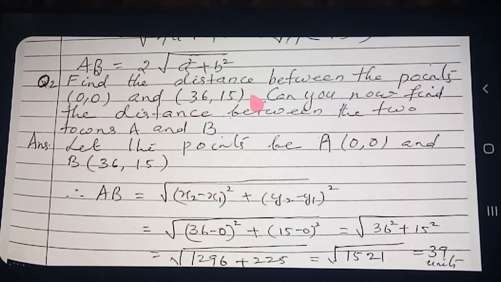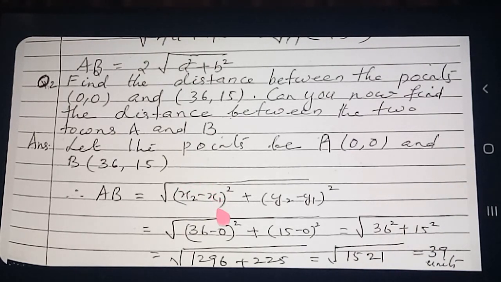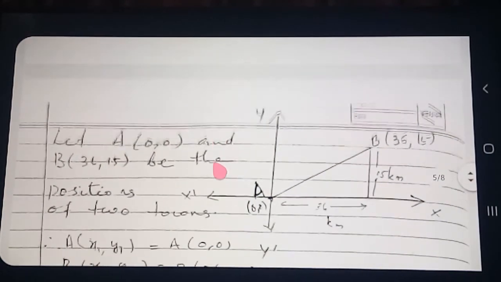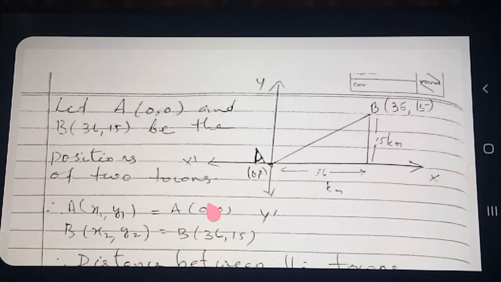But what is your next question? Can you now find the distance between the 2 towns A and B? See your page number 156. I told you, no? Page number 156. In page number 156 you can see there are 2 towns already shown in the diagram. A and B are the 2 towns. Here I have also shown you the diagram. See here: let A (0, 0) and B (36, 15) be the positions of the 2 towns. Here also you can find the distance.